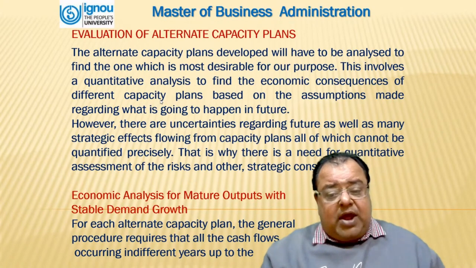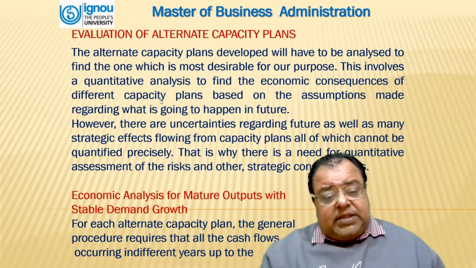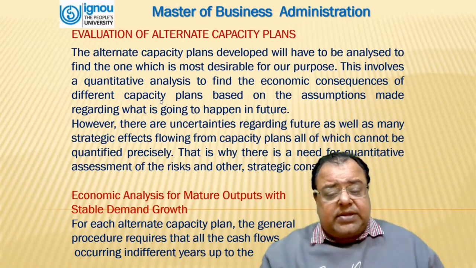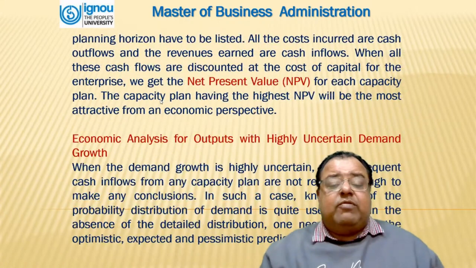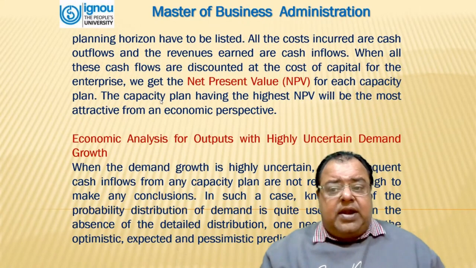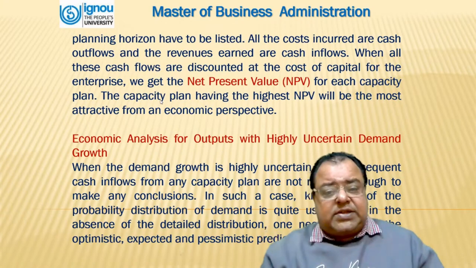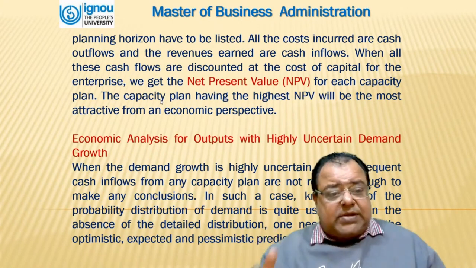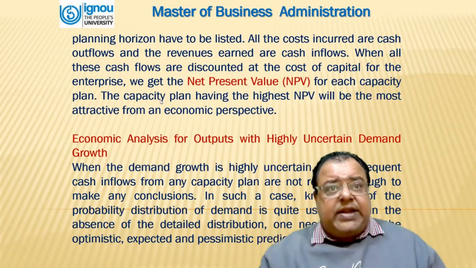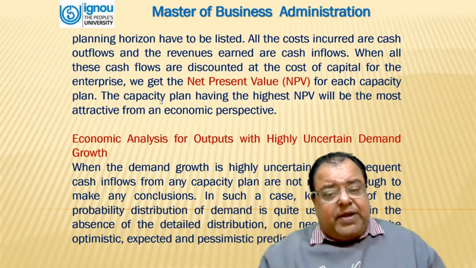Economic analysis for mature outputs with stable demand growth. For each alternate capacity plan, the general procedure requires that all the cash flows occurring in different tiers up to the planning horizon have to be listed. All the costs incurred are cash outflows and the revenues earned are cash inflows. When all these cash flows are discounted at the cost of capital for the enterprise, we get the net present value, what we call NPV, for each capacity plan. The capacity plan having the highest NPV will be the most attractive from an economic perspective.